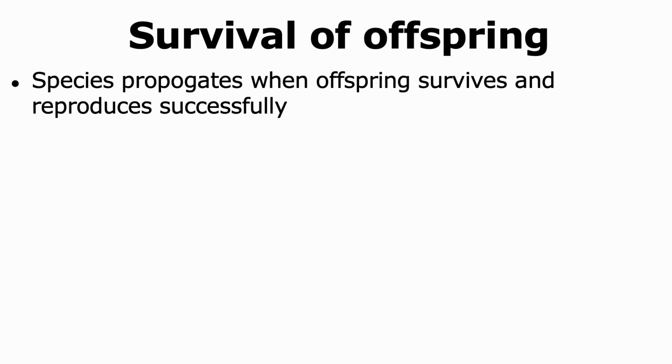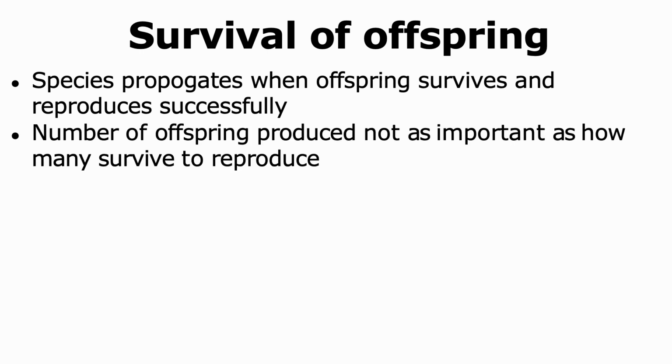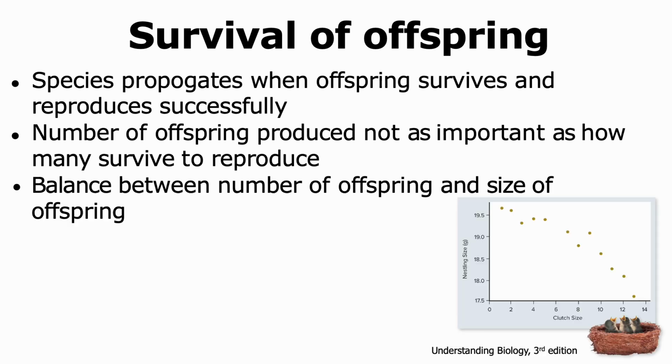Populations grow when the offspring produced are able to survive. However, it is important to note that a species can successfully propagate from one generation to another only when the offspring not only survive but also reproduce successfully. Thus, the number of offspring produced is not as important as how many of these offspring are able to survive and reproduce themselves.